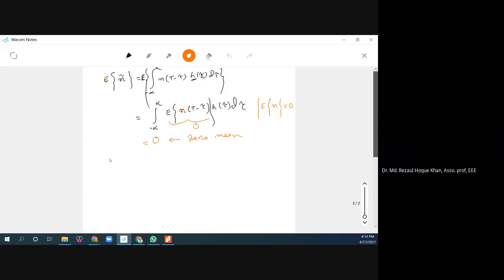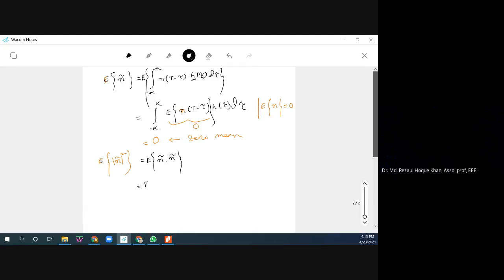Now we have already done the mean. What should be the variance? The variance is nothing but the expected value of n tilde square. We could write the absolute value, but we are assuming this is a real quantity, so it can be directly squared. So we can rewrite it as the expected value of n tilde times n tilde.